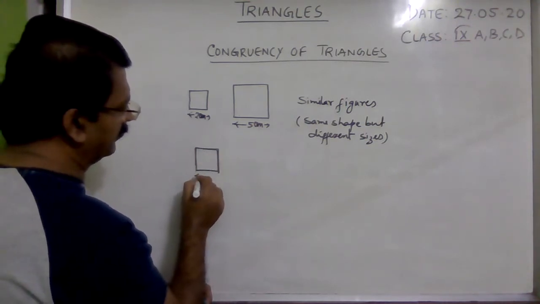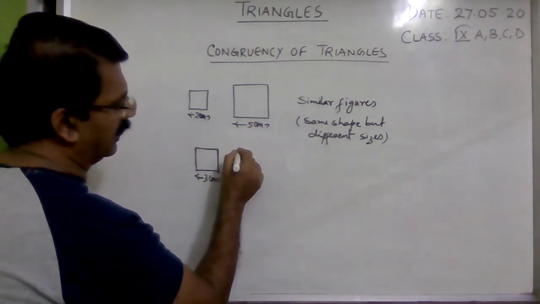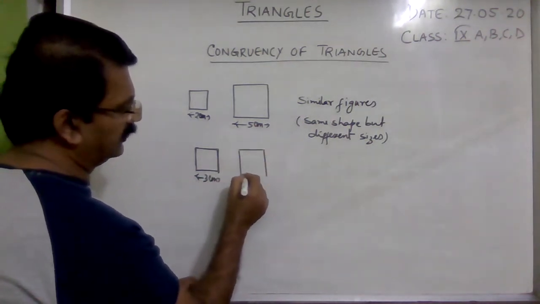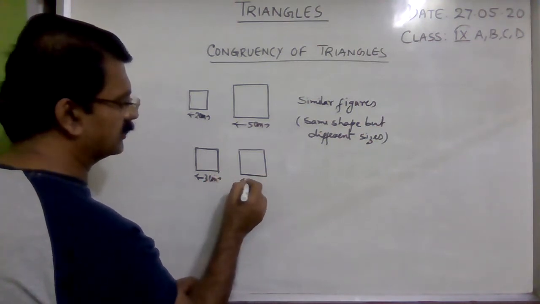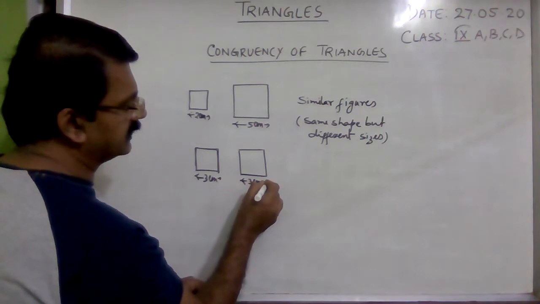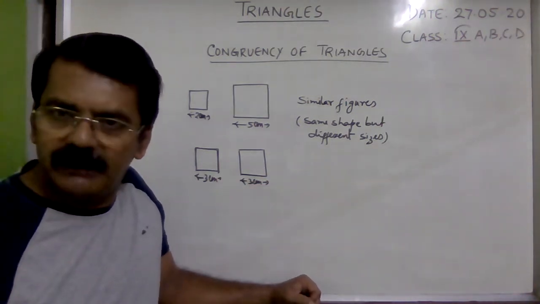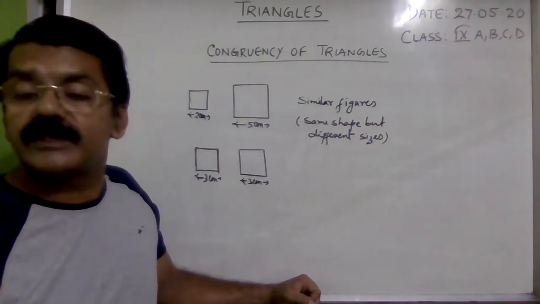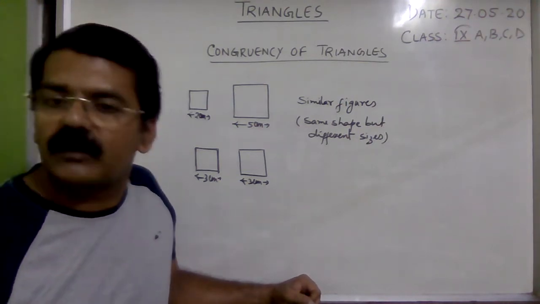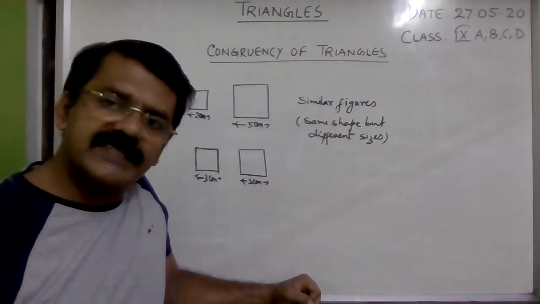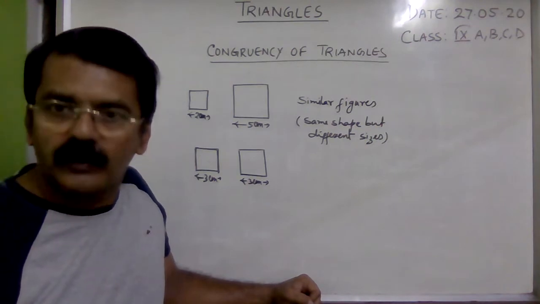Now suppose there are two squares, length of each side of the first square is 3 centimeter, and there is another square and length of each side is 3 centimeter once again in that square also. Now you can see as both are squares, so they have the same shape and the sizes are also same because the length of the sides are same. So these two figures, they are called congruent figures. They have same shape, same sizes, so they are called congruent figures.